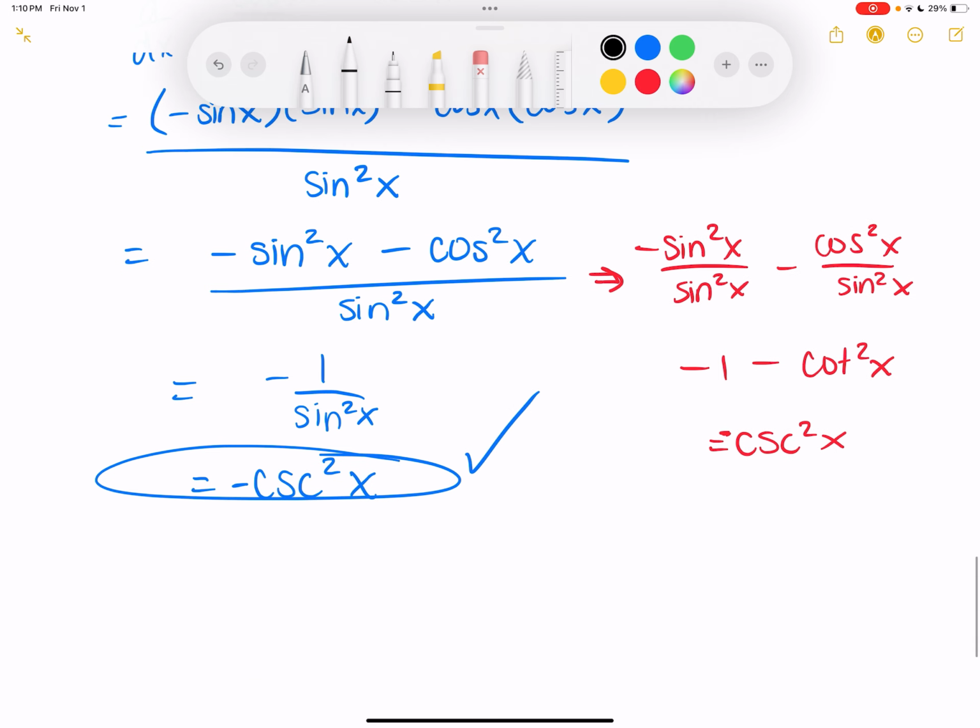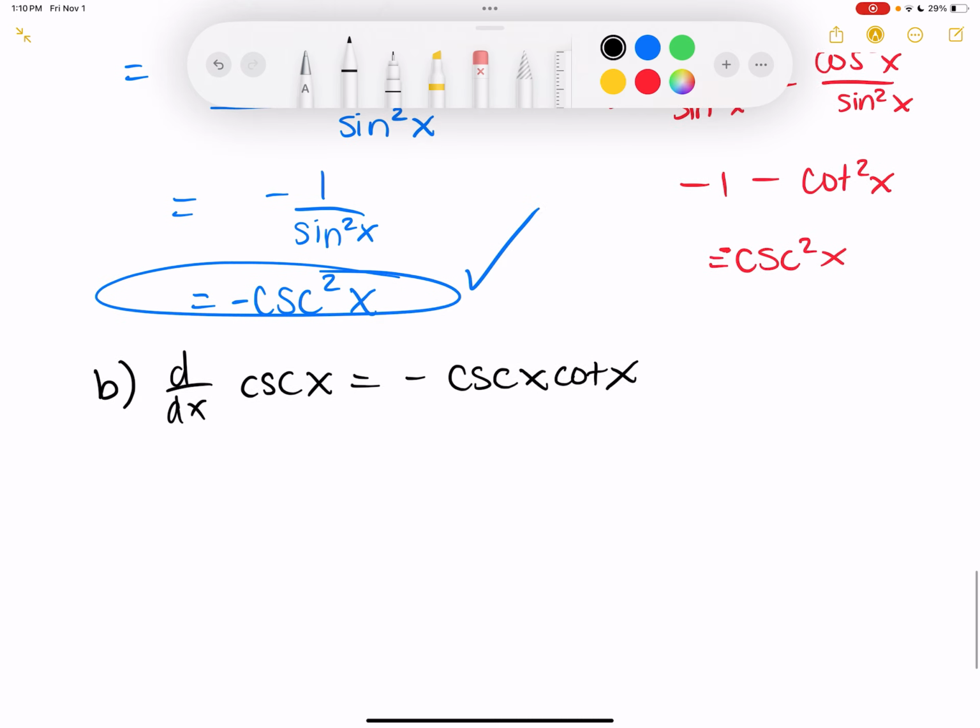All right, now we're going to prove that the derivative of cosecant of x is negative cosecant of x cotangent of x. And you might be able to guess, in your homework you're going to have to prove that the derivative of tangent of x is secant squared and the derivative of secant of x is secant of x tangent of x. I'm doing the harder ones for you.